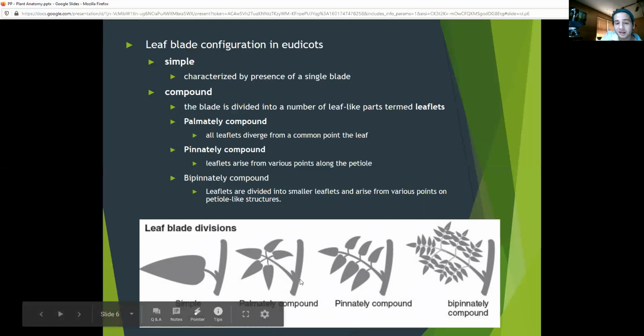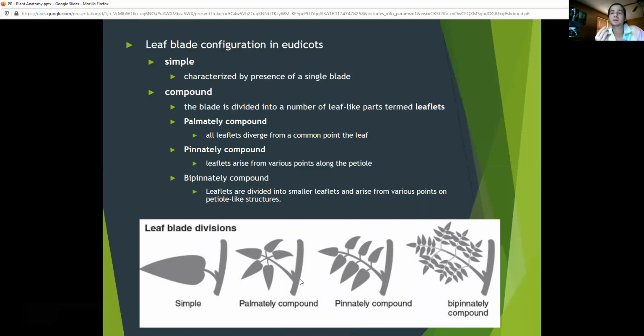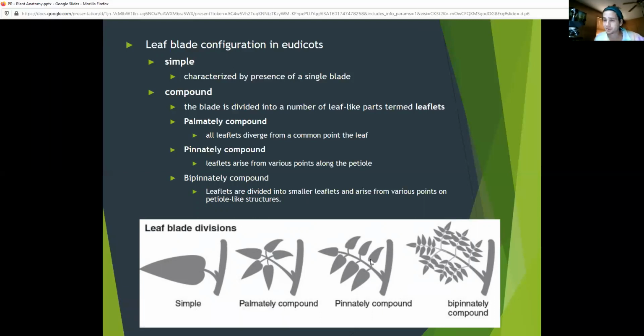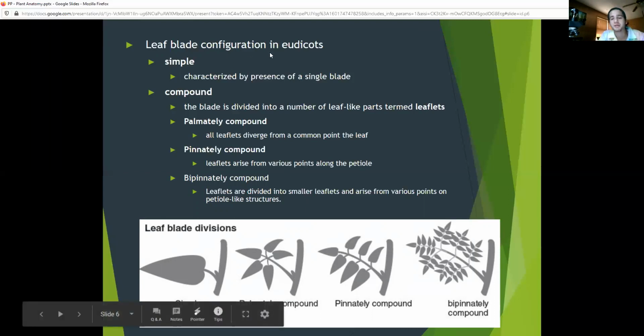So it can be either palmately compound or pinnately compound. This is just like the net-like venation. If it branches out several leaflets from one point, that is palmately compound. And if it's all along one long stem where you have leaflets, that is pinnately compound. A good example of a pinnately compound plant that you might recognize is our state tree, the pecan tree. That is a pinnately compound leaf blade configuration.